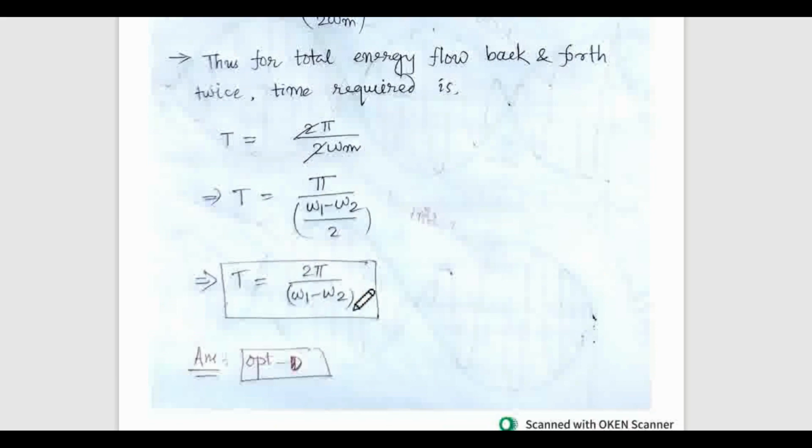But in the question, the options are 2 pi by (omega 2 minus omega 1). That is not different. It is the same case, the answer is the same, because you don't know which value is larger or which value is smaller. So the answer is option D.